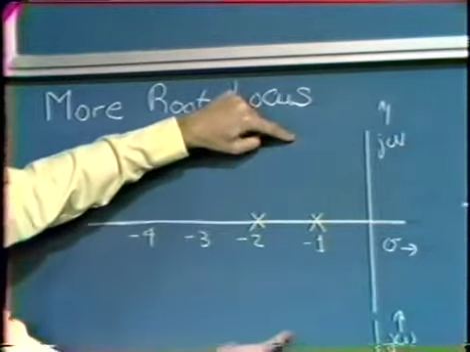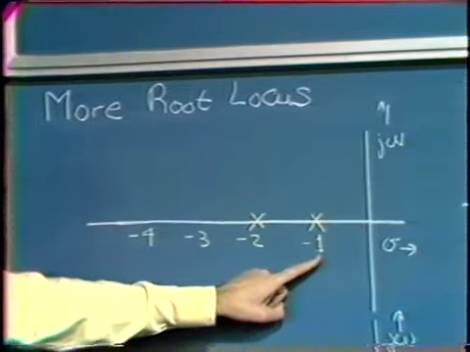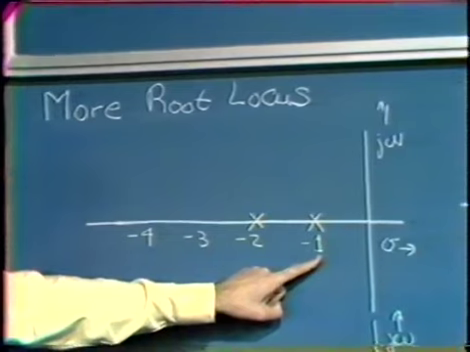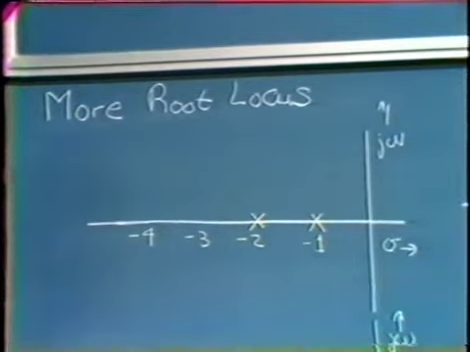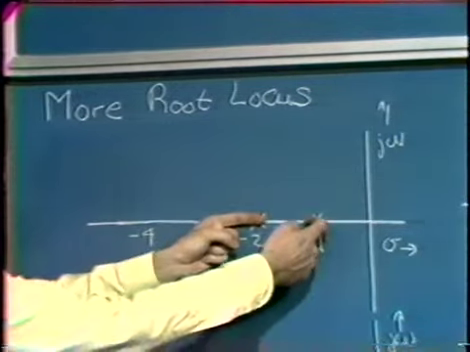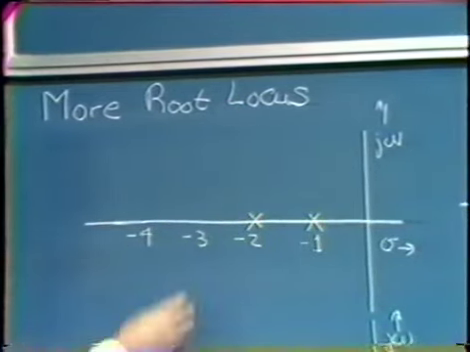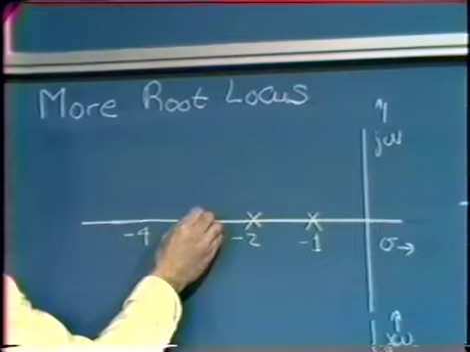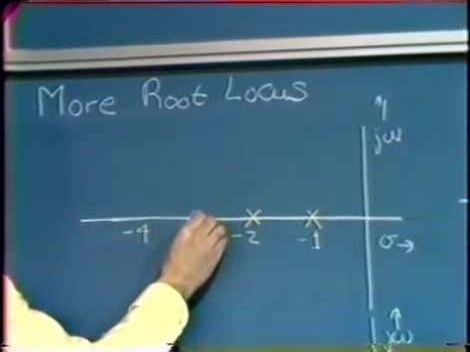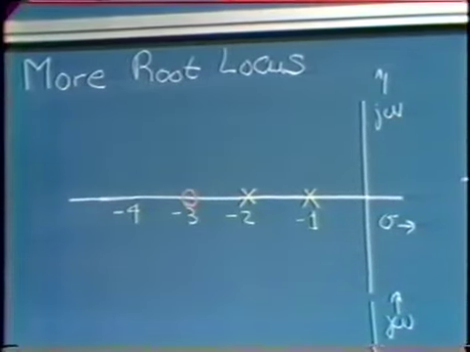Now consider what happens if we add a zero to the loop transmission. Here we assume that we have initially poles at s equals -1 and s equals -2. And under those conditions, as I say, we're familiar with the root locus diagram. The two branches come together, split off, and you get progressively smaller damping ratios. Suppose we add a zero, possibly at s equals -3. How does that change the root locus diagram?